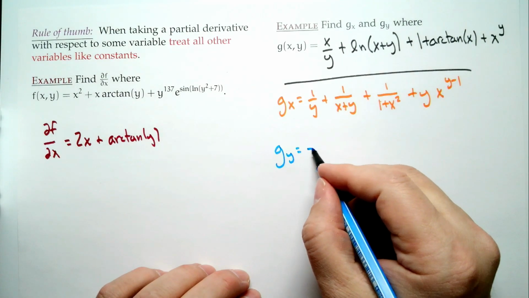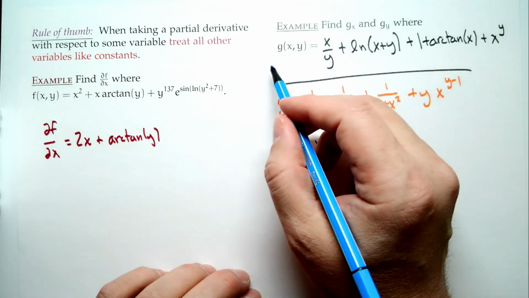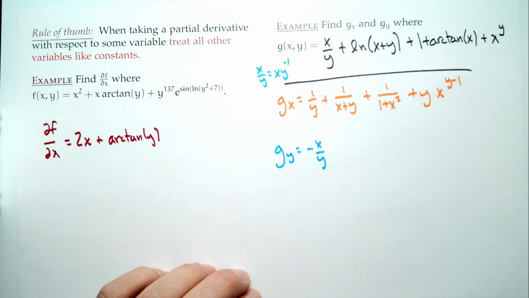Minus x over y squared. Now, how do you do that? Well, another way to write x over y is as x times y to the negative 1. So x is a constant. That stays there. Derivative of y to the negative 1. Negative 1 comes down. Y to the negative 2. And so I forgot the 2. Thank you.